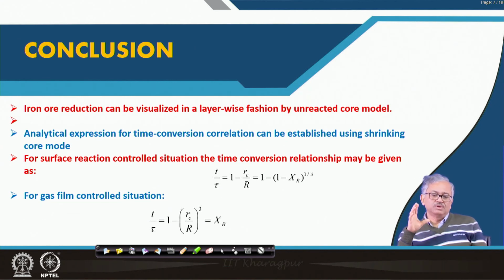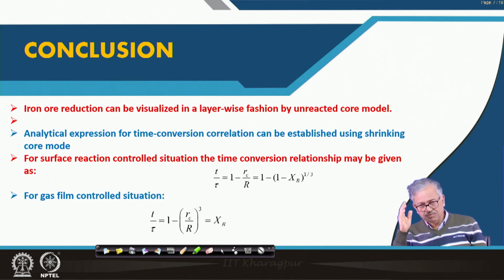So this is the way you can do that. At any instant of time, the reactant gas will diffuse through the ash layer, first through the gas film and then the ash layer, and then it will react at the oxide interface and convert the oxide to iron, and oxygen will enter the gaseous phase and go away from the system.